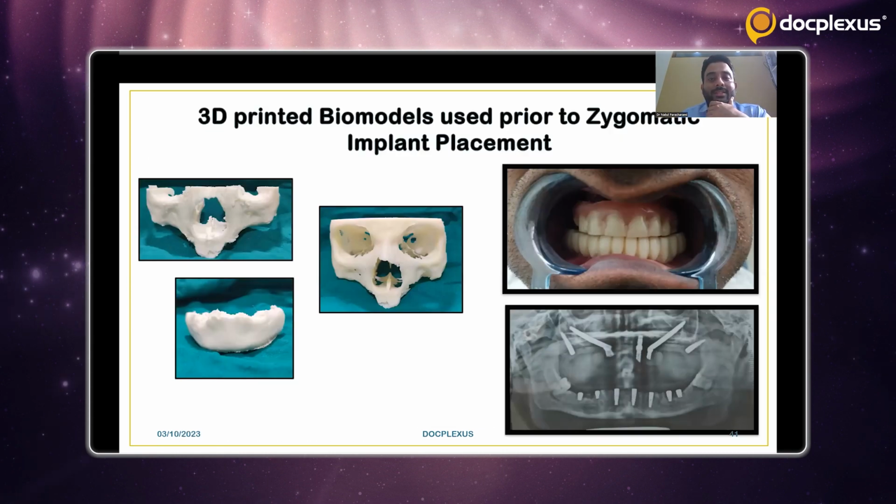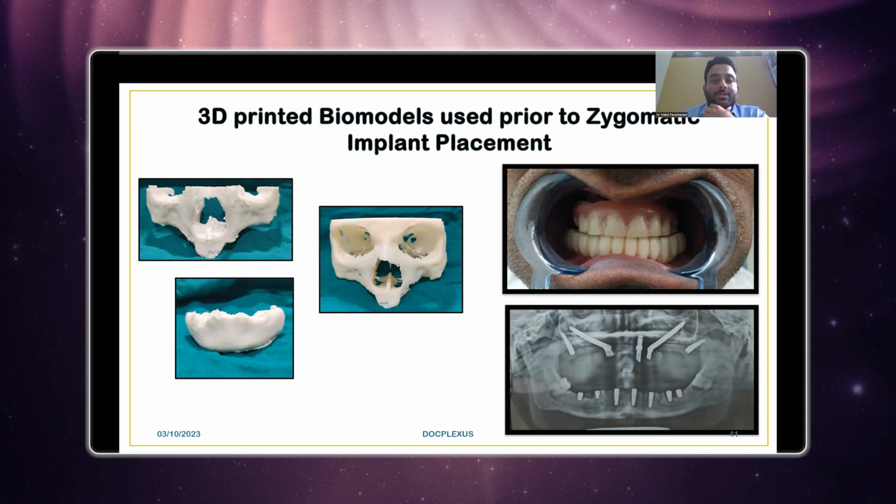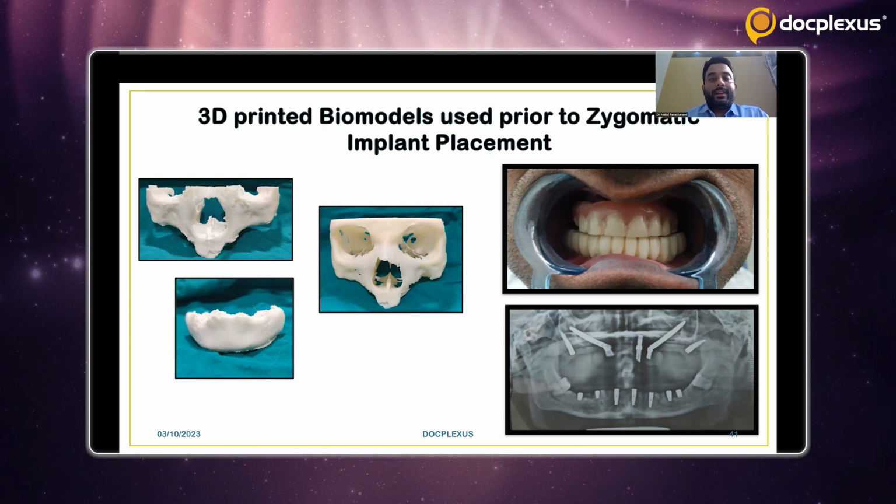I would like to discuss this case in which I have used 3D printed models pre-surgery, just to give an orientation. Zygomatic implants can be challenging procedures, especially in the initial surgeries. Having such a stereolithographic model printed is always better during your pre-operative stages.